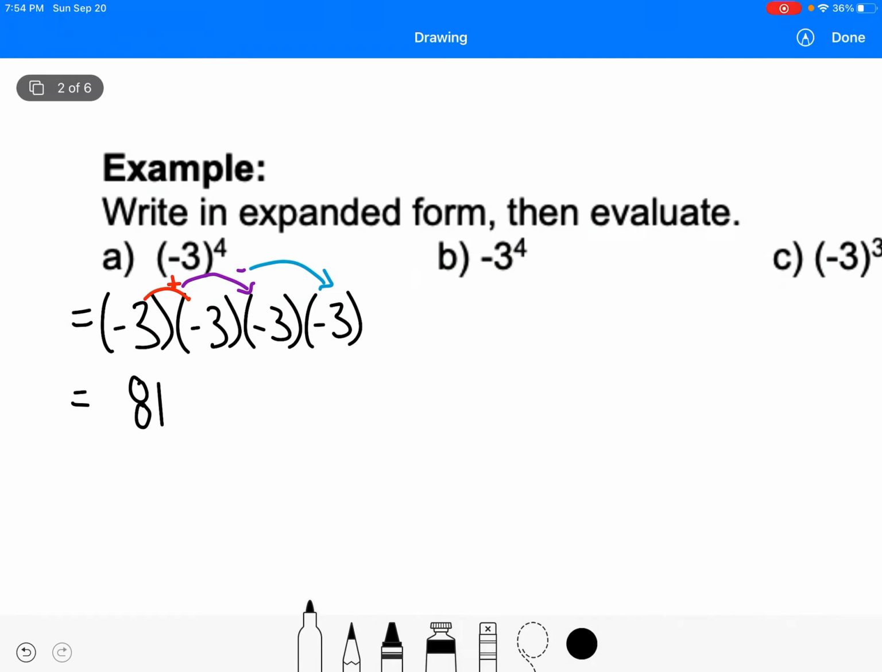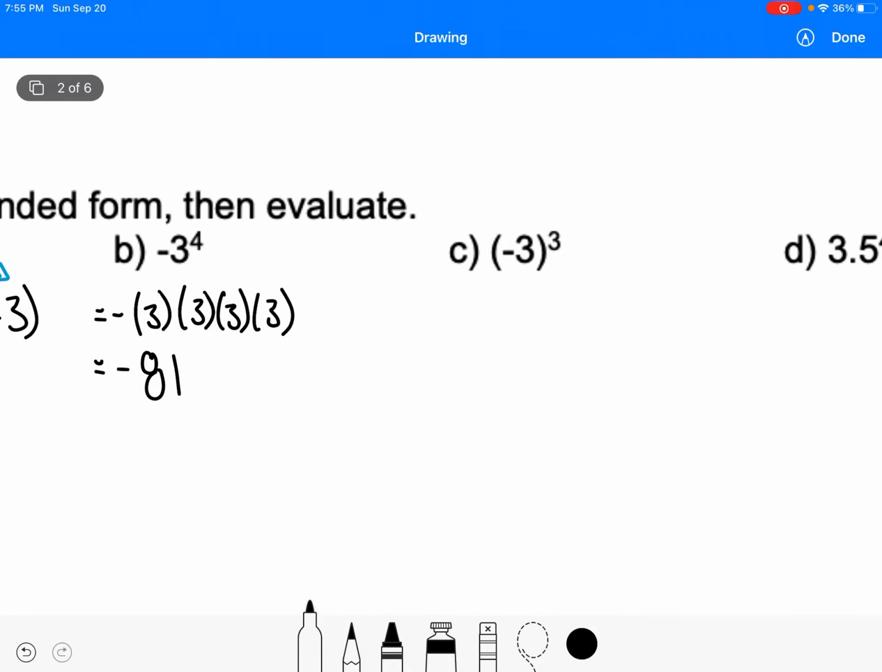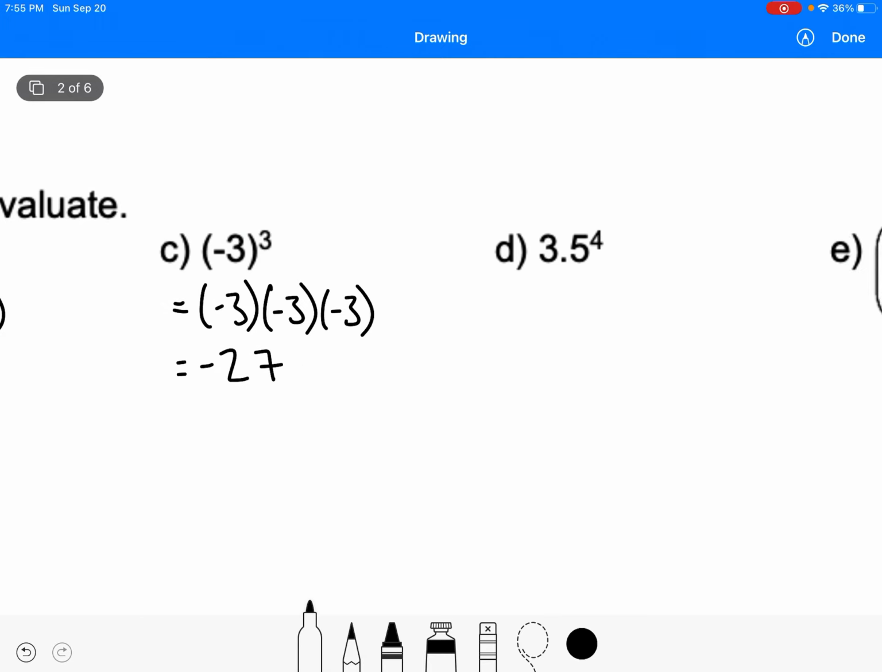Okay, on the next one, we've talked about this before. That negative goes in front, and then we have 3 times 3 times 3 times 3. So that becomes 81, but with a negative. Okay, so moving along here, we've got negative 3 times negative 3 is 9, times negative 3 again is negative 27. All right, now this second last one is a little bit harder, but it's just harder because the numbers are different. It's not any harder in the actual question because we're doing all the same thing.